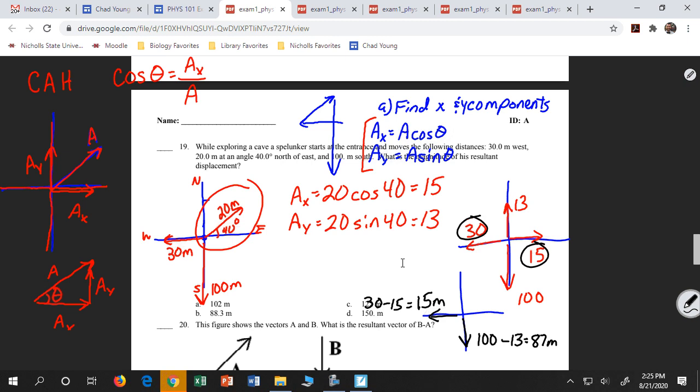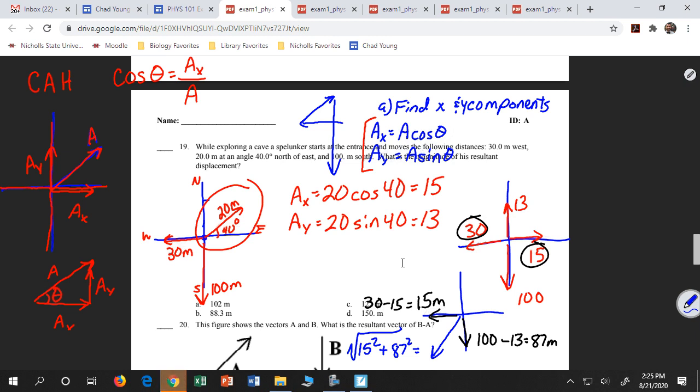If I add these two vectors back up, I get a displacement that's somewhere over here. Actually, if I were to draw it to scale, that vector would be closer to the y-axis because my y component is really big. So in order to find that magnitude, I say the square root of 15 squared plus 87 squared, and that'll be my answer.